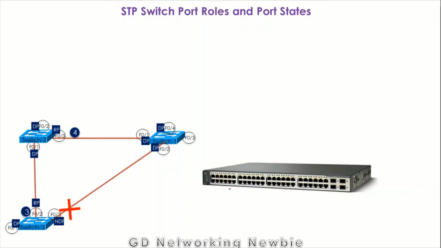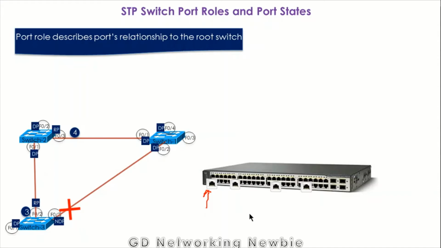So we have the switch here, and we have the ports. These ports are assigned different roles, and with respect to their roles, they may be in different states. Port role describes the port's relationship to the root switch. For example, in this case, this one is our root switch, and port role describes the relationship of that specific port to the root switch in the network.